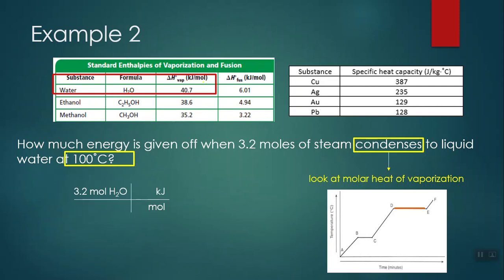So remember what those units actually represent? It means, for example, with the 40.7, it means 40.7 kilojoules per 1 mole. So like units will cancel out. We're going to multiply and divide, and we get 130.240 kilojoules. Now that is not considering significant digits, so our final answer is 130 kilojoules.